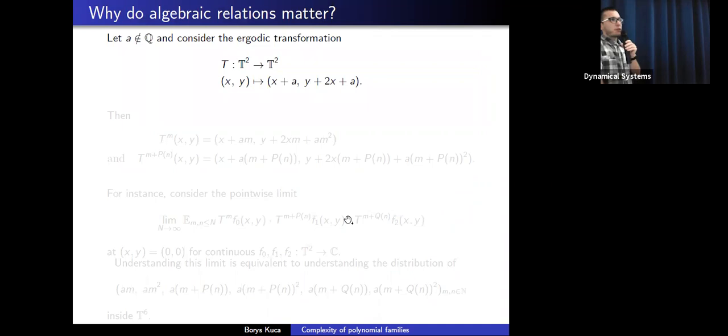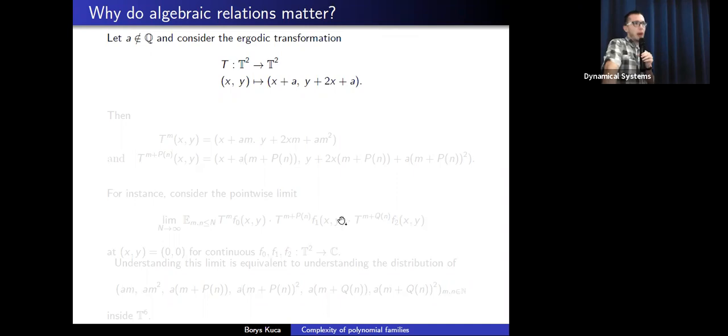From what I told you so far, there is no clear indication why algebraic relations would even be useful to study this question. There's no reason why they would even appear in this question. So in this slide, I want to explain where the connection comes from. So I'll illustrate it with a simple example. Let T be the following skew shift map on a two-dimensional torus. And by taking a to be an irrational number, this transformation becomes ergodic.